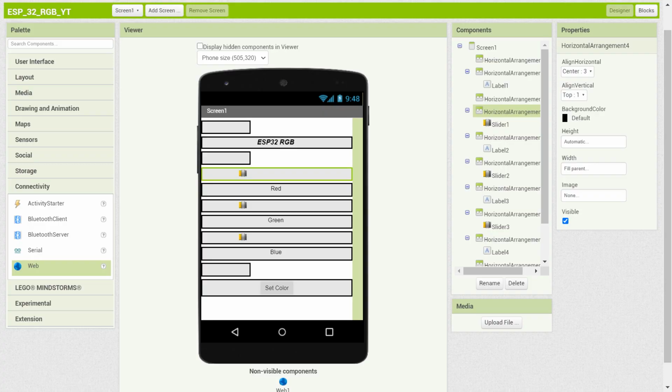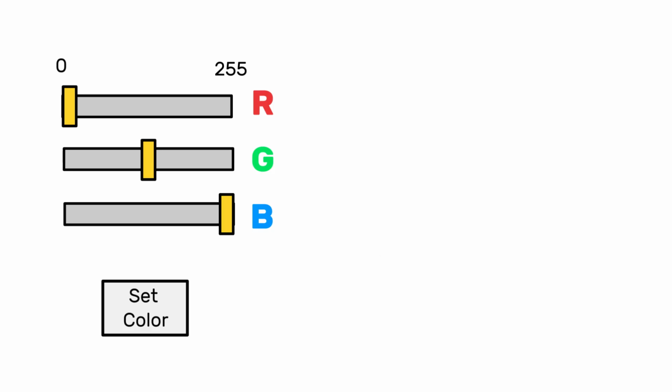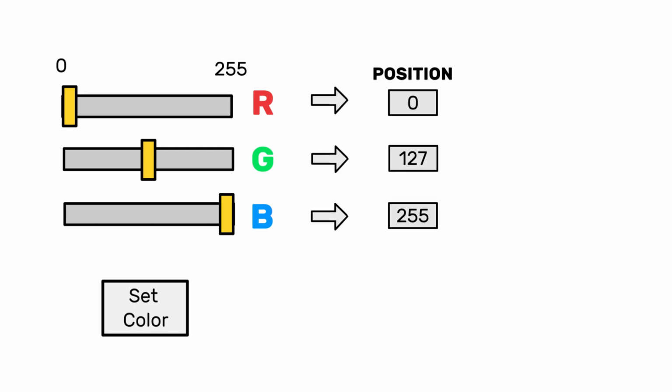Alright, so now that the UI is done, let's go to the programming side of our app by entering the blocks editor. Here's what we want our app to do. The app needs to read the positions from three sliders that represent the R, G, and B values, using the range from 0 to 255.